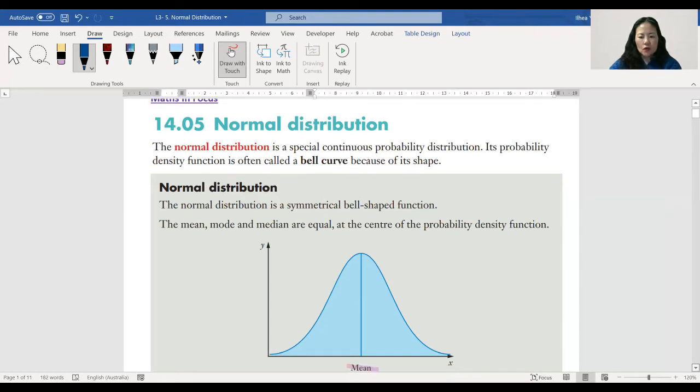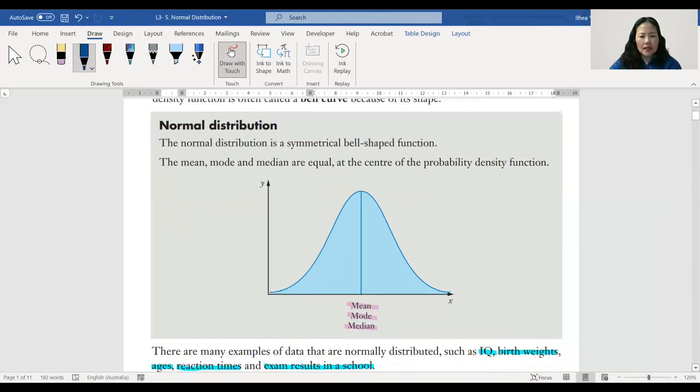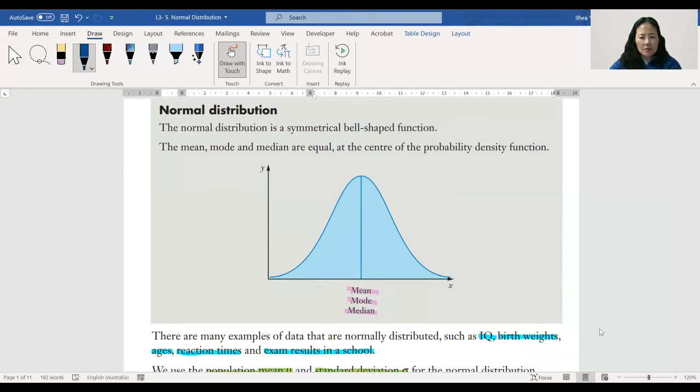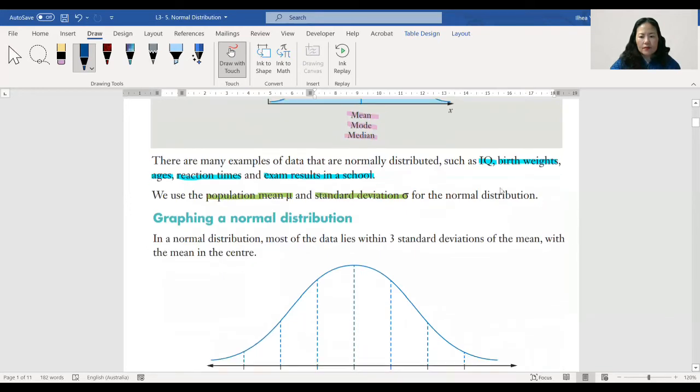Therefore, the important part here is that the mean, mode and median are all the same. It's right in the middle, because mean and median are the middle, and mode is the most commonly appearing score. So that will be the maximum point, the highest, standing out in the middle. There are examples here, such as IQ, birth weights, ages, reaction times, and exam results in a school, something like that.